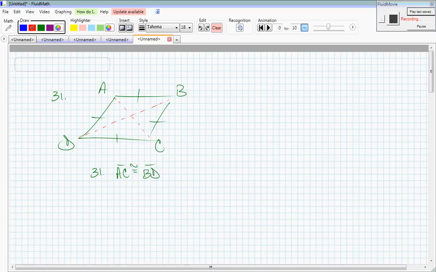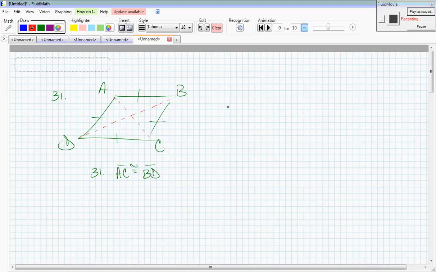Now remember, rhombuses don't have to be squares, but by definition, a square has to be a rhombus because the definition of a square is a parallelogram with 4 congruent sides and 4 right angles. The definition of a rhombus is a parallelogram with 4 congruent sides. So therefore, a square always has the requirements necessary to be a rhombus. So, in this case, the sketch we have, you would say no.